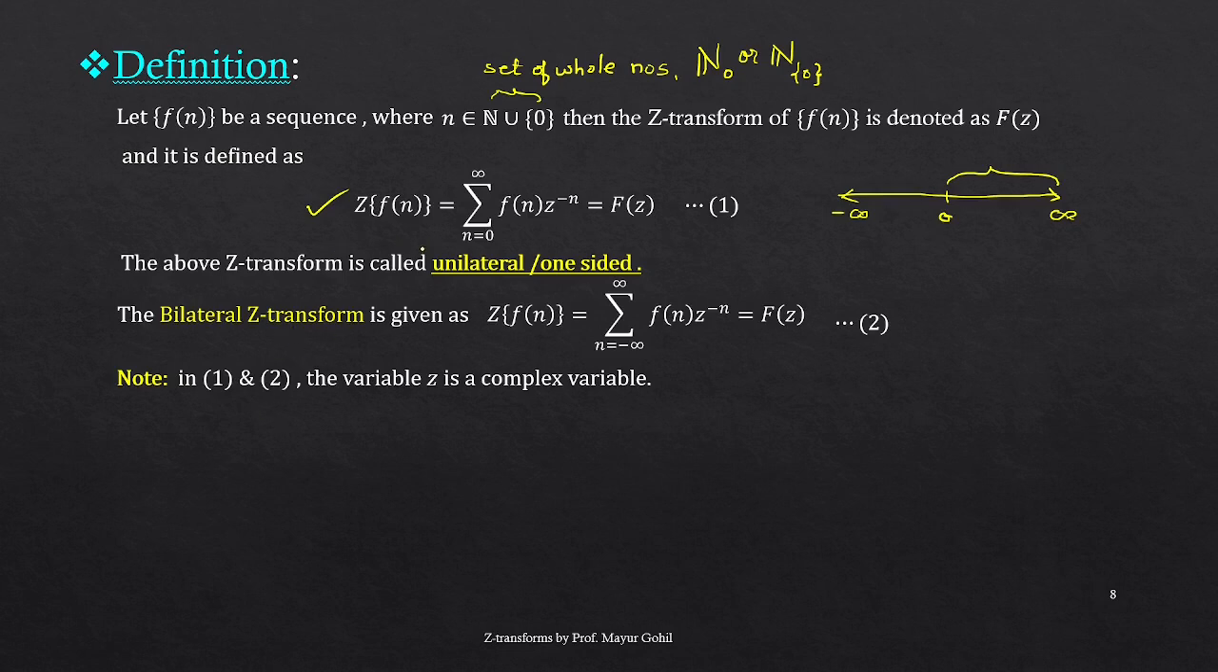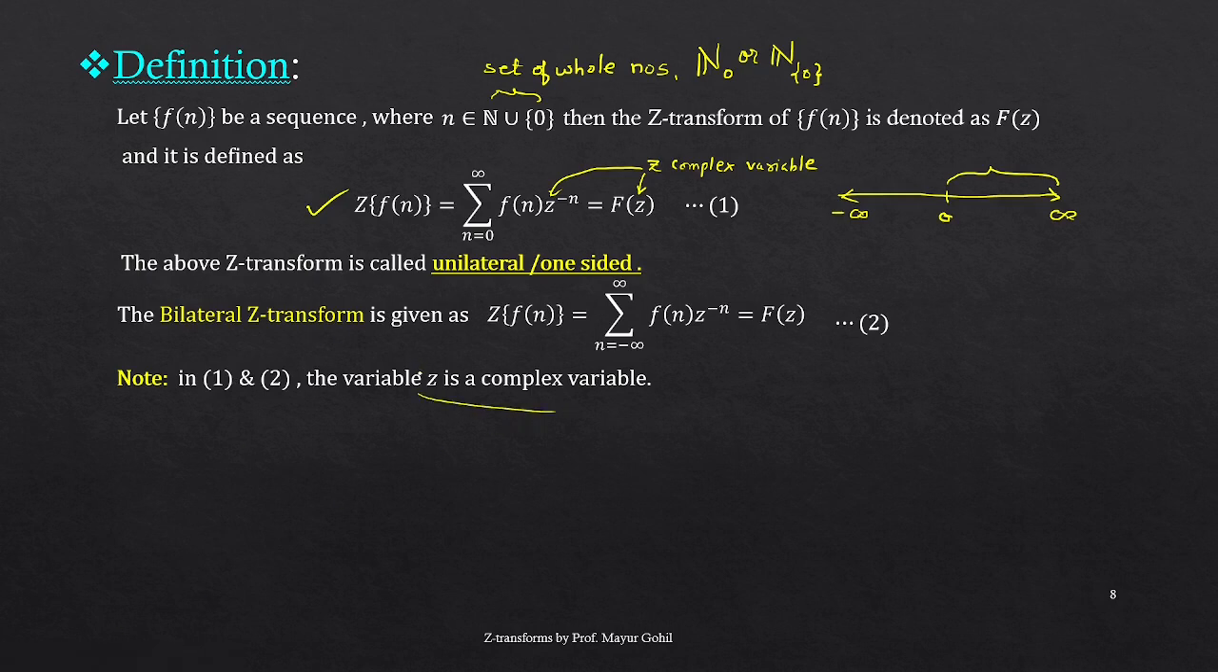Now one very important thing to note here is that this variable z that we see, even in the definition, is a complex variable. Z is a complex variable, as I have mentioned here below. So that is very important.